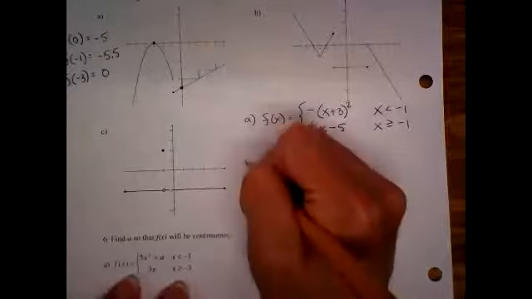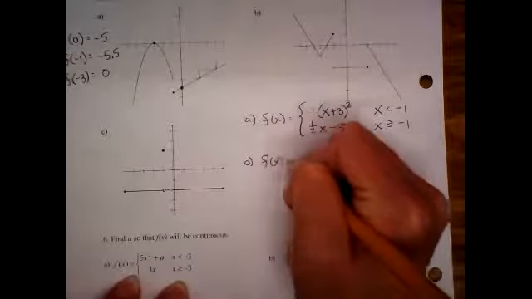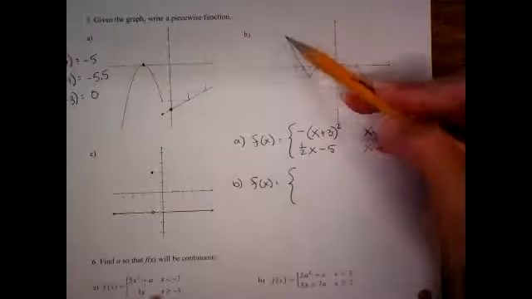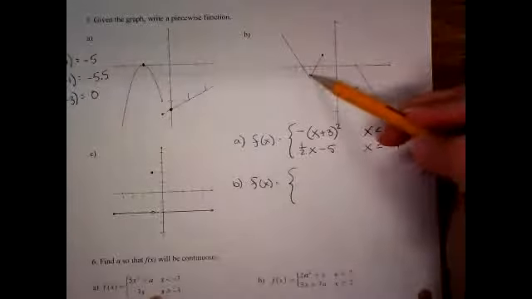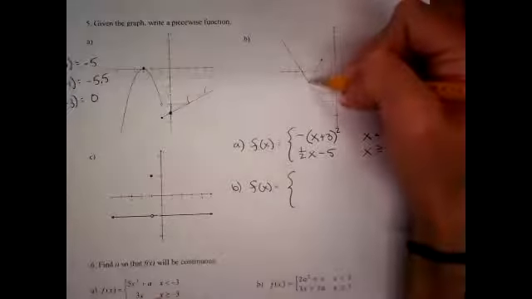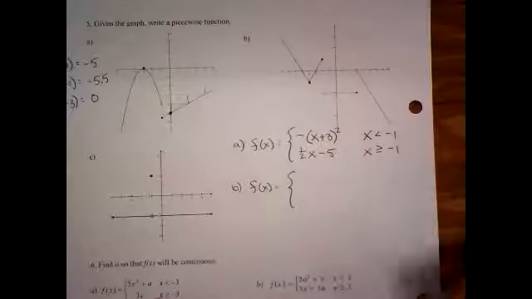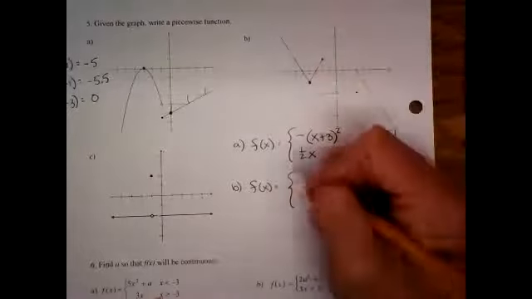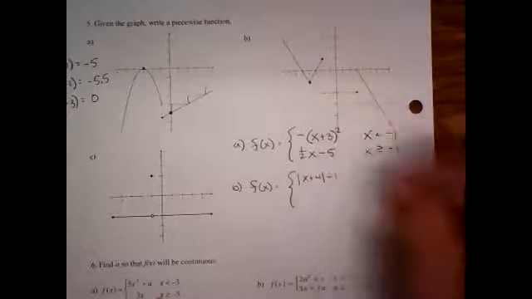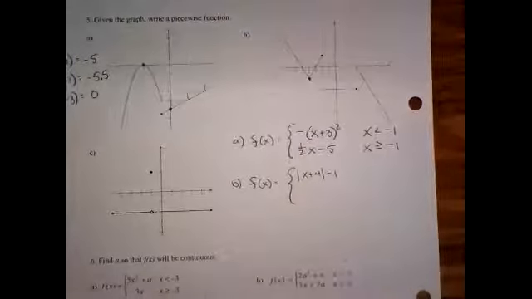This one's in 3 pieces. So draw yourself an f of x equals swirly bracket. All right, the first piece. What type of function is that? Absolute value. It looks like it went left 4, down 1, because that's where our center point is. So to go left 4, it'll be x plus 4, and then -1 for the down.